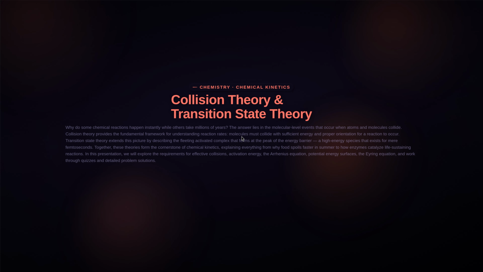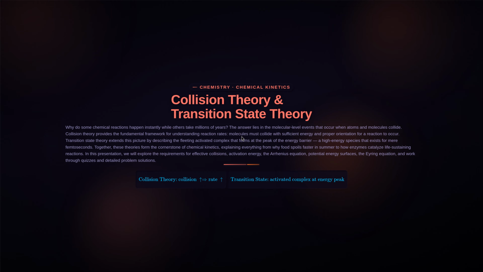Welcome to our presentation on collision theory and transition state theory. These are the foundational concepts of chemical kinetics that explain why chemical reactions occur at different rates. Every chemical reaction requires molecules to collide with enough energy and the right orientation. At the peak of the energy barrier lies a fleeting species called the transition state.